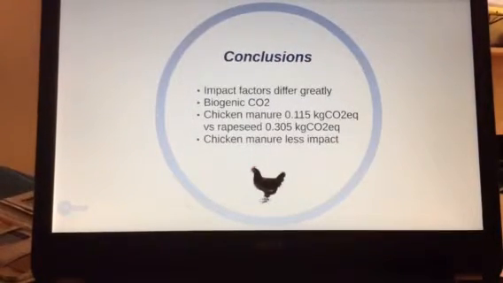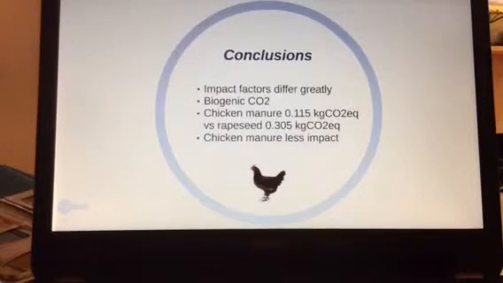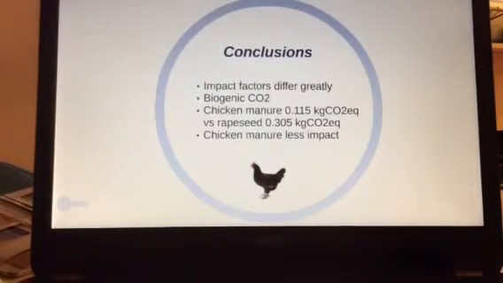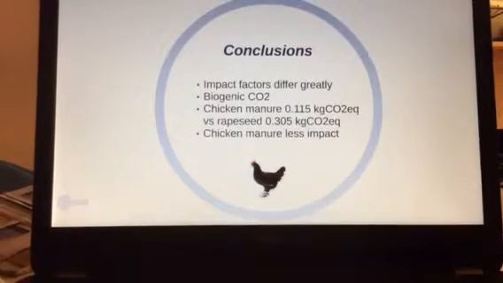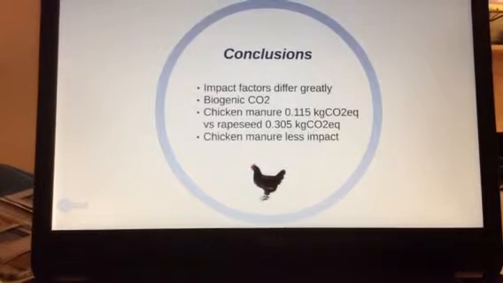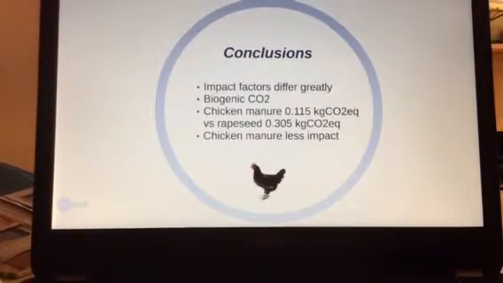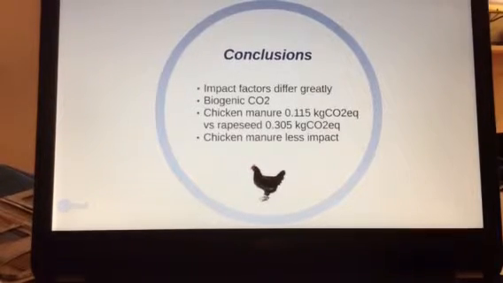Conclusions. The chicken manure is biogenic waste. As a result, the carbon dioxide that is emitted is also considered biogenic carbon dioxide. Biogenic carbon dioxide is not considered one of the emissions responsible for global warming. Therefore, the carbon emissions of chicken manure are much lower than that of rapeseed.